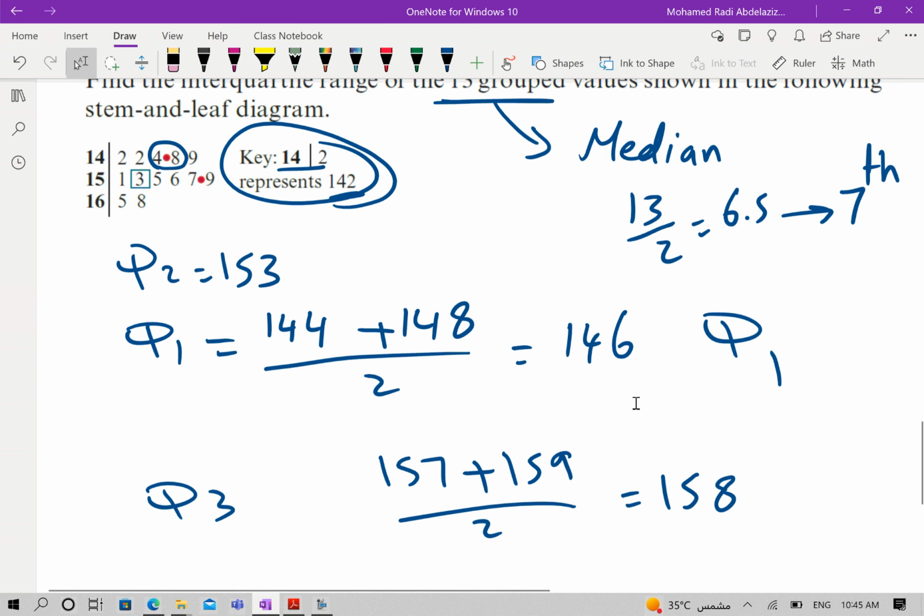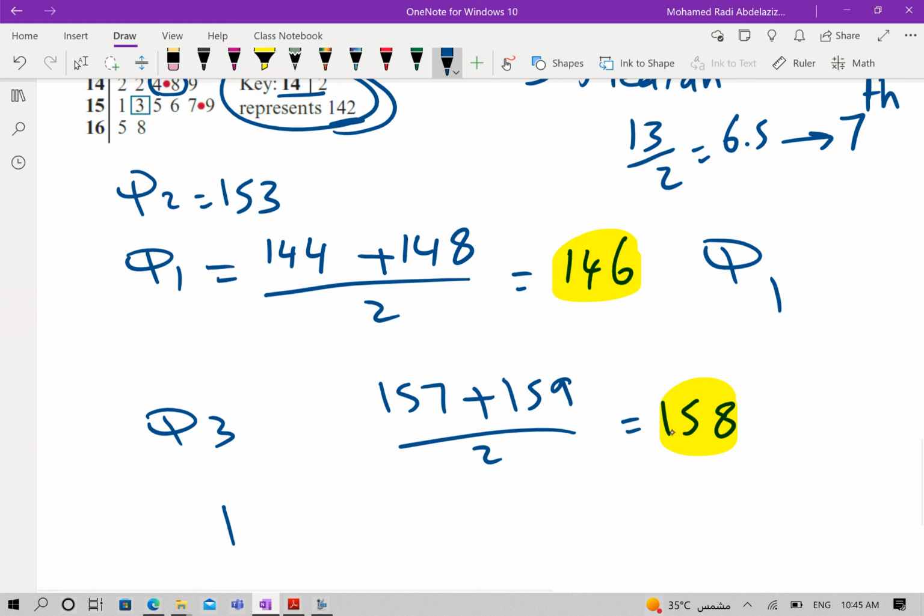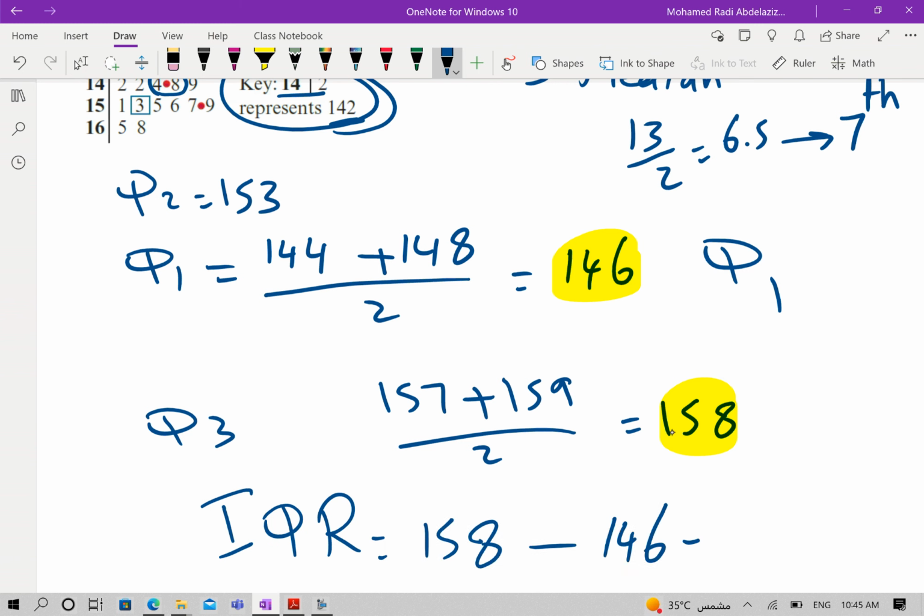Then add 150. So, with the answer of Q1 and the answer of Q3, the interquartile range is 158 minus 146. So the answer is 12.